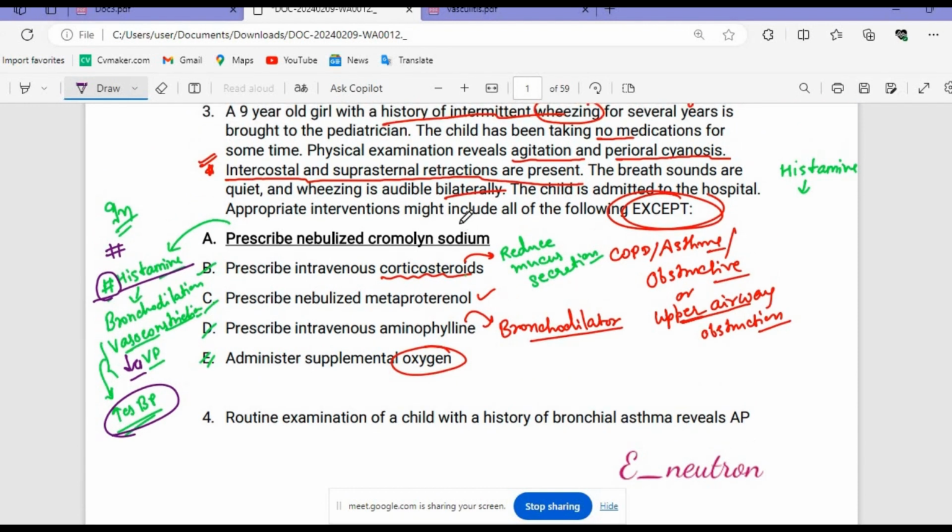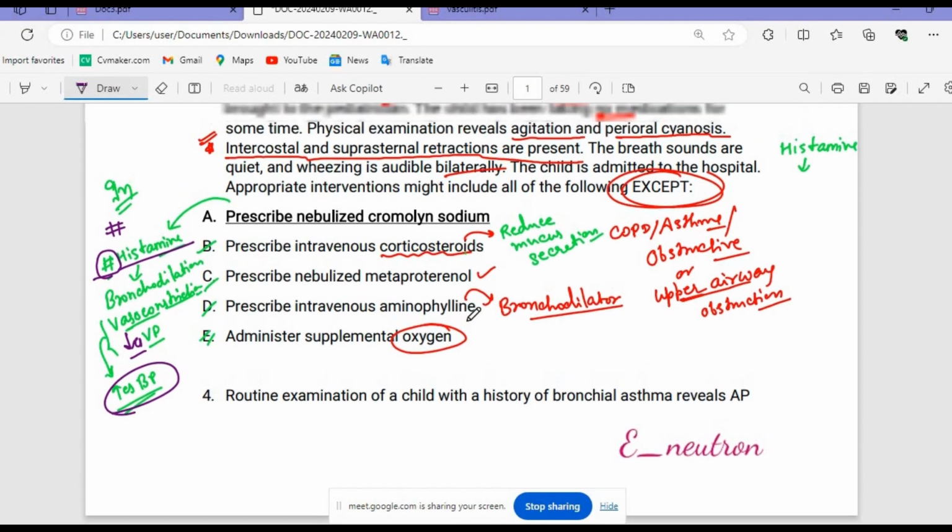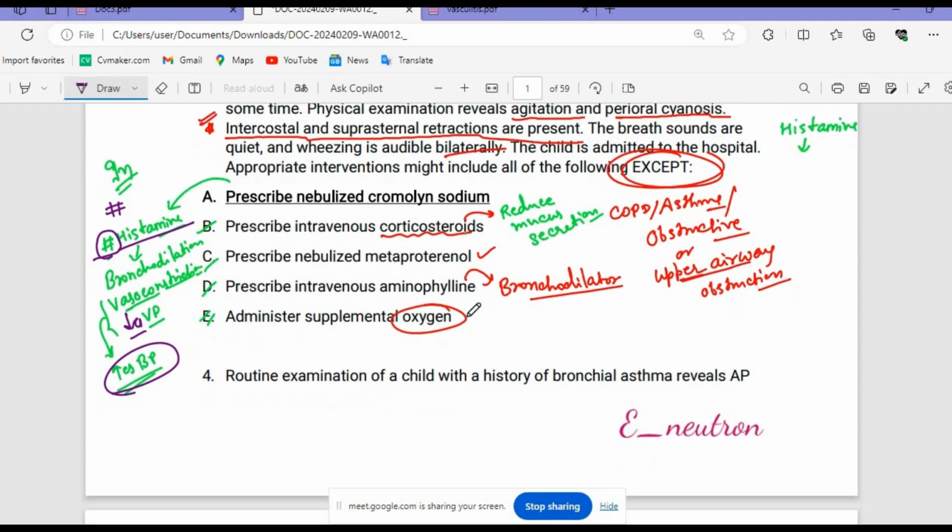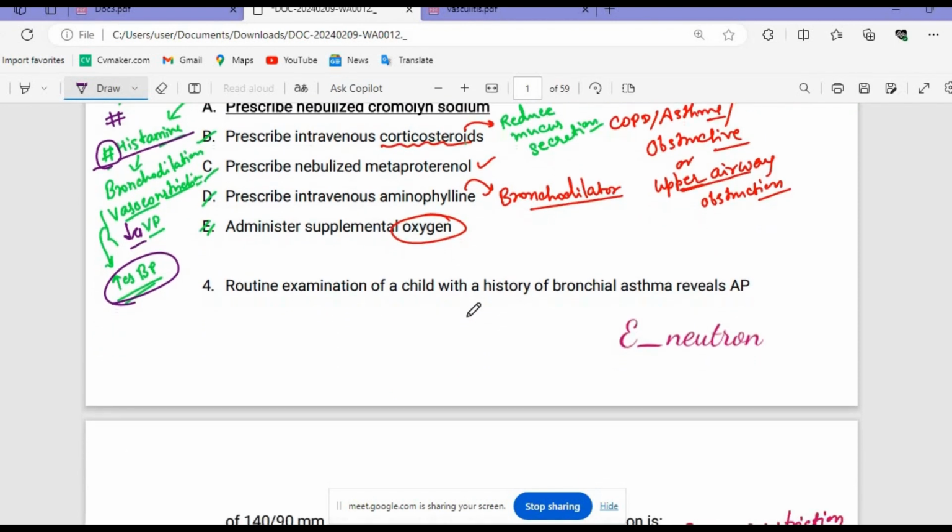Out of all these options, this is the most inappropriate intervention that we should avoid. Okay, I hope this is clear.